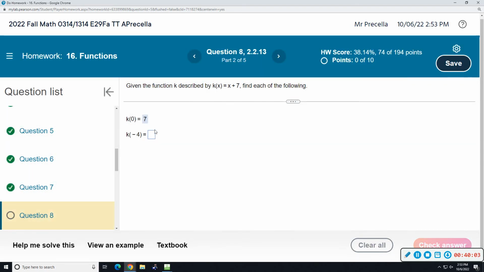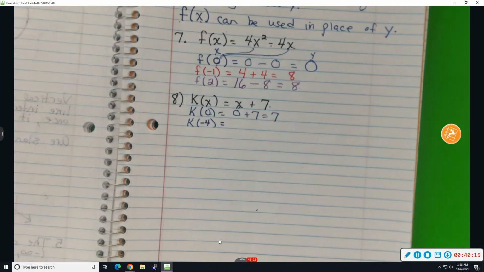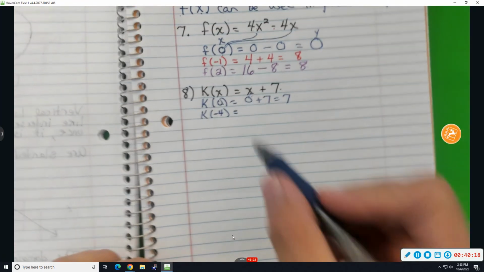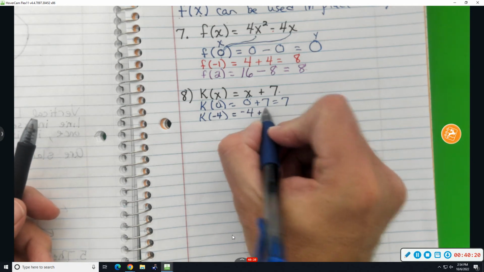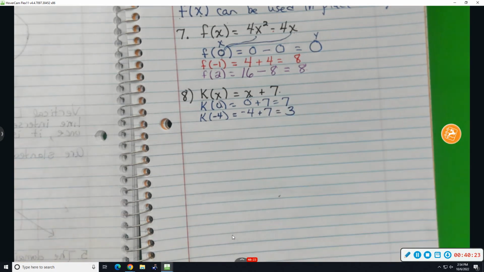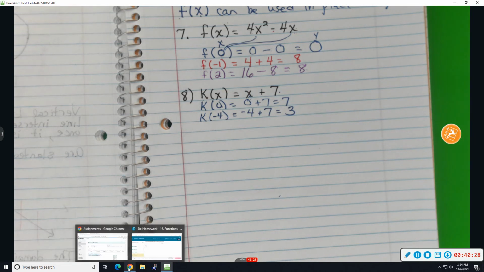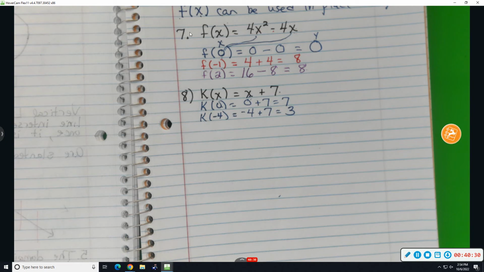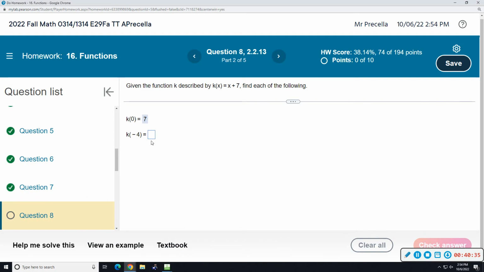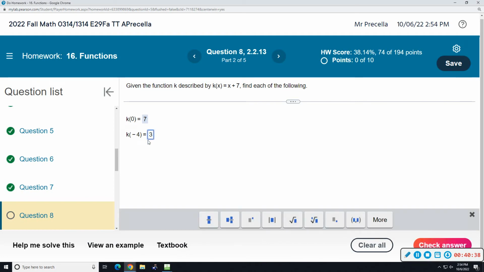Then plug a negative 4 in. K of negative 4. Negative 4 plus positive 7 equals positive 3, because 7 is greater than 4. So plug a negative 4 in for x, so we have negative 4 plus 7, which equals positive 3. Actually, I think this would have been a better problem 7. I probably should have reversed 7 and 8, but too late now. What did we say that was? Positive 3? Yeah.